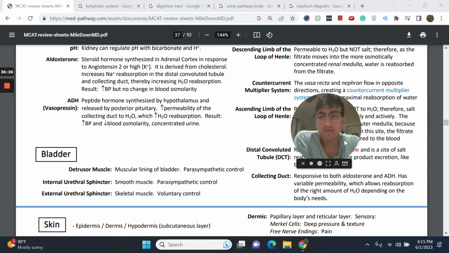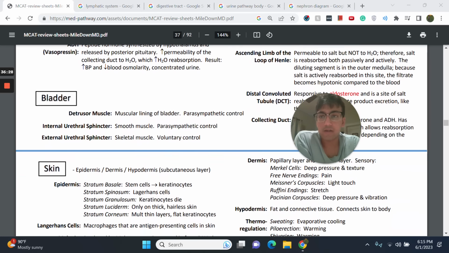Okay, next we have the bladder, and it has a muscle and then two sphincters that you should know about. The bladder has this detrusor muscle, and it's under parasympathetic control, and it's the muscular lining of the bladder. And then we have the internal and external urethral sphincter. The internal one is smooth muscle, and the external one is skeletal muscle. The internal one is under parasympathetic control, and when you really need to pee, it's voluntary control, and that's the external urethral sphincter.